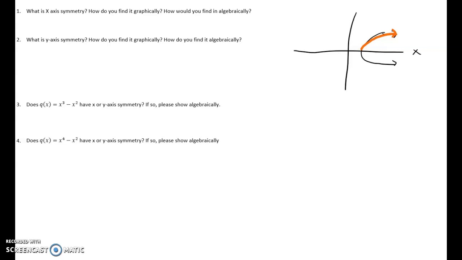Now, how we would find that algebraically is a little bit different. We can see that if we have a y up here, we're going to also have an equivalent negative y. So you replace y with negative y and simplify. If we get the same thing on both sides after we plug this in, this would be symmetric. So let me give you an example of that.